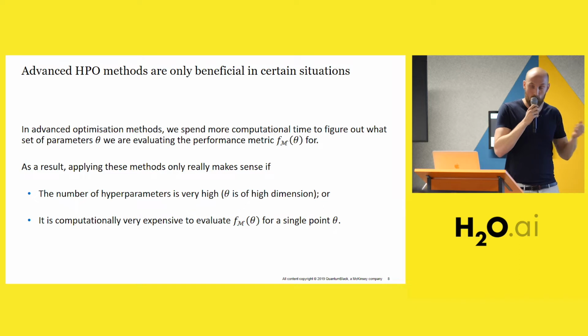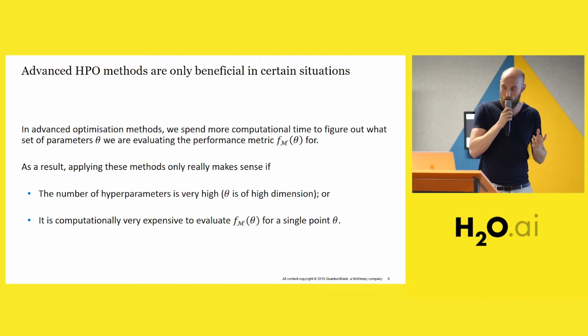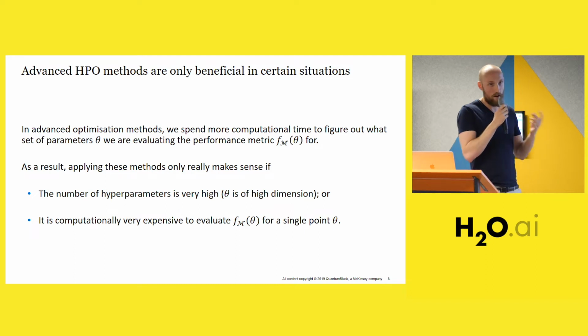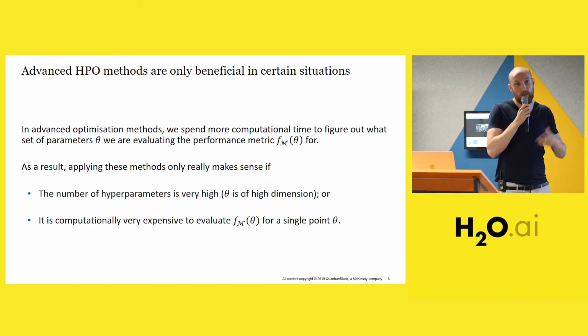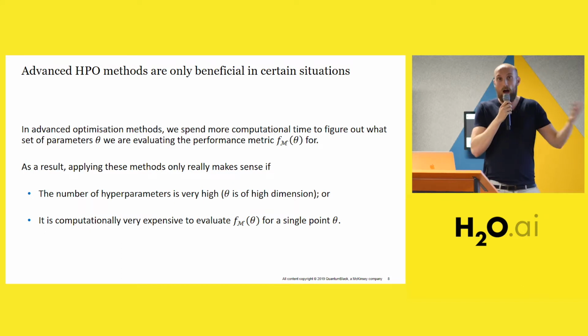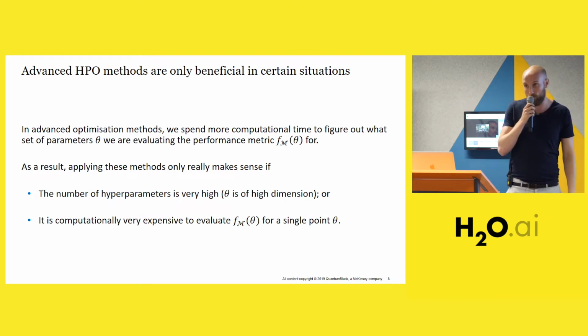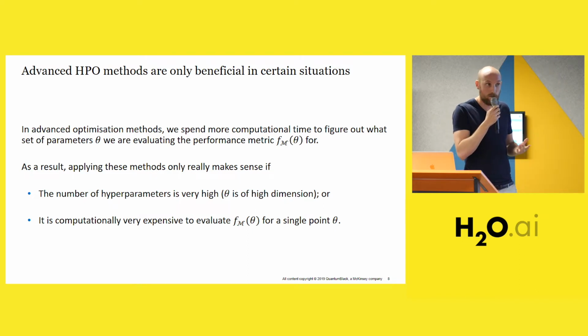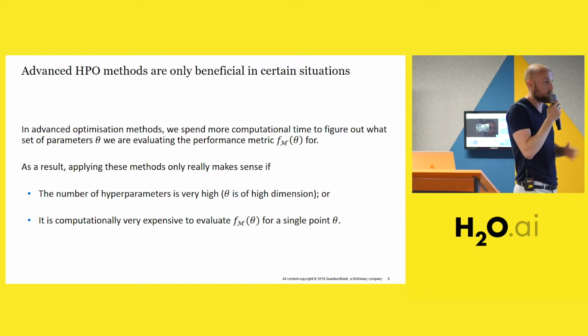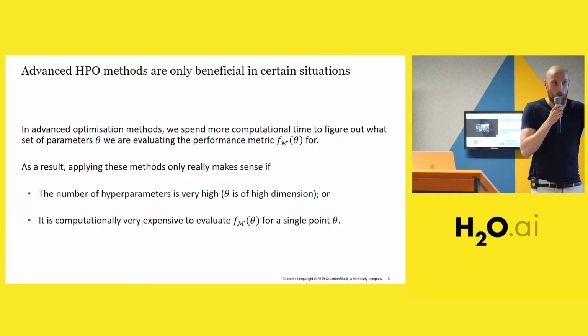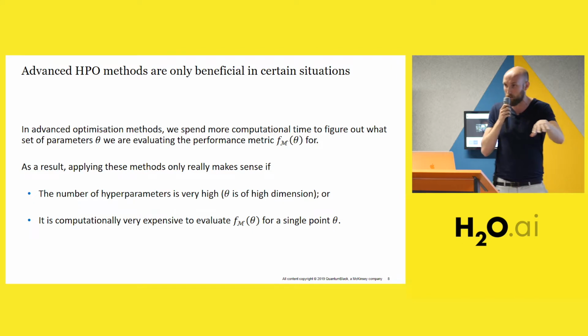Or you deal with a problem where getting a single realization of your performance metric is very expensive to compute. Again, a neural network can be a classical example. If it takes an hour to just get the out of sample AUC for your neural network for one configuration, that might mean that you want to look at these kinds of methods, because then it becomes much more important where in the hyperparameter space you're going to sample from.